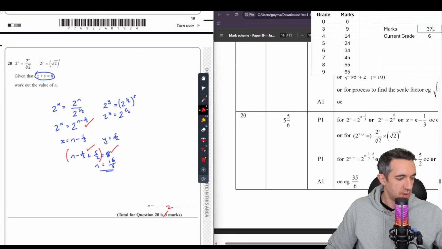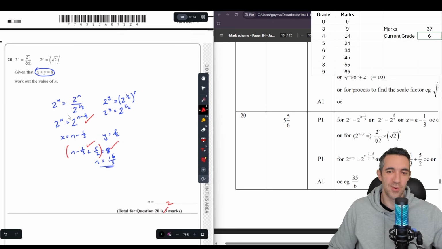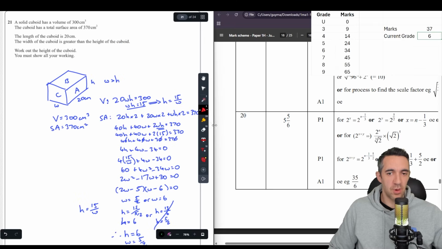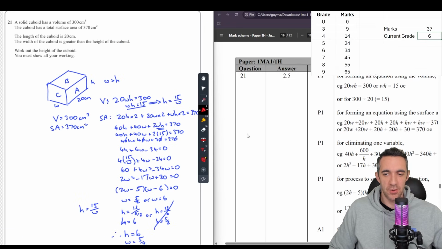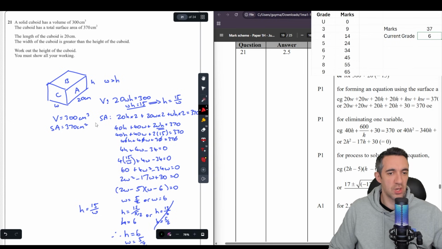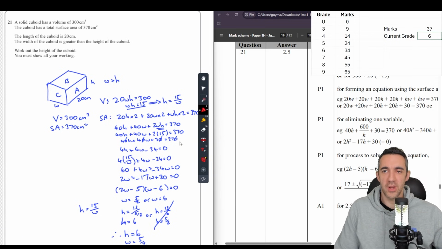37. Okay, I mean, I'm on a 6. There's still a few big questions to go. I don't know. Oh, this was a big one. This might help. So question 21 was this cuboids one. We had to get the wrong answer at the end. So we went through. So form an equation using the volume.